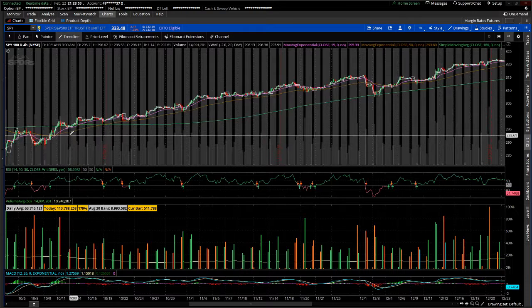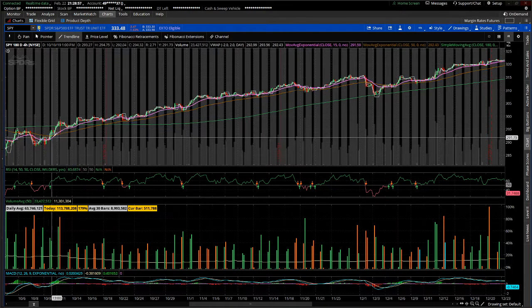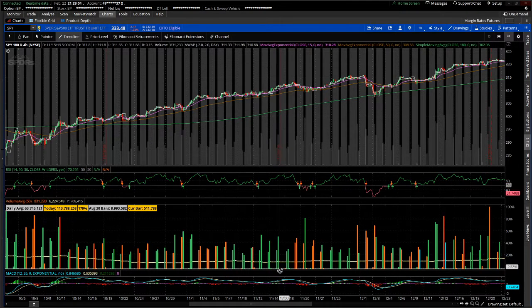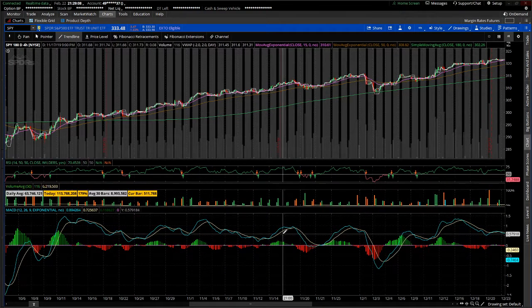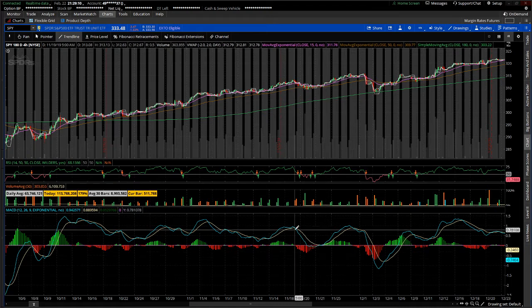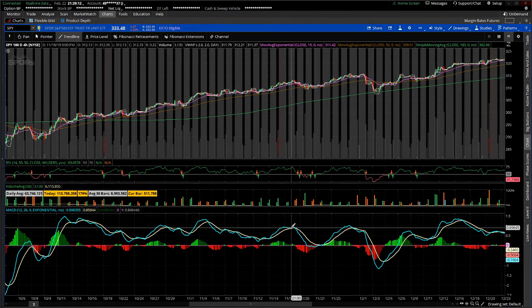I personally like when the 15 crosses the 50, that's a buy for me, especially with those candles being on top of that 15. So that's a buy for me. The MACD is something that I don't use a whole lot. I still keep it on my chart just to look. But if you look right here, this blue line, when that crosses and comes to this cross right here, that's where you want to be selling.